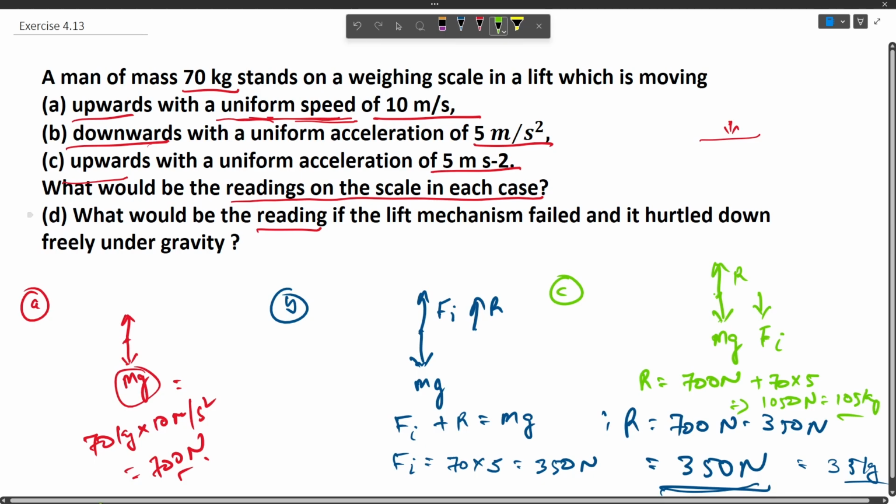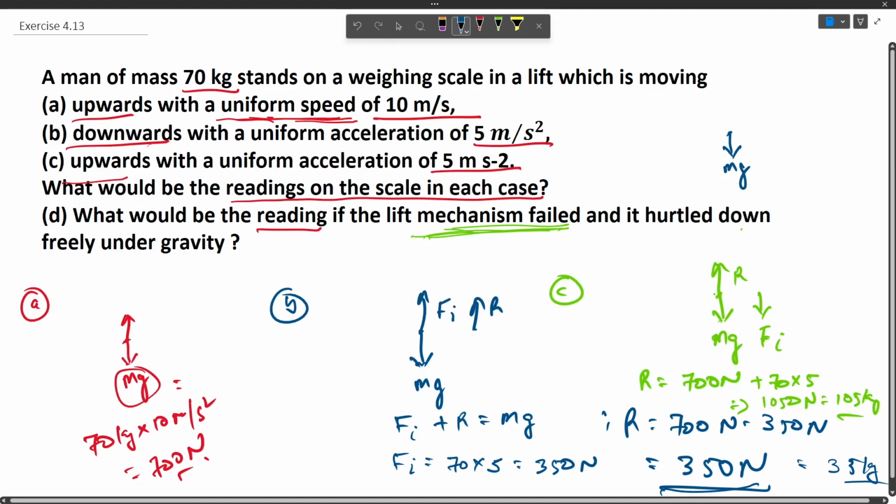Now in the fourth case, what would be the reading on the scale if the lift mechanism fails? If its mechanism fails, then the reading would just be 0, because it would be under free fall, and both the objects would be falling freely. Let us understand it mathematically. Let us assume that this is the body, and since it is acted on by the acceleration due to gravity, its force in the downward direction would be mg.